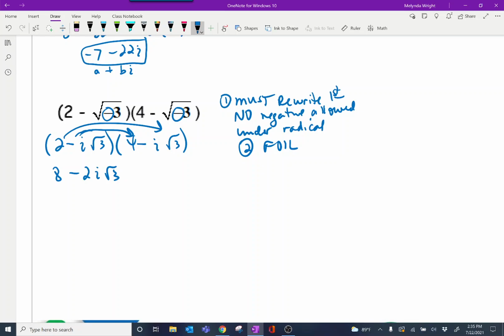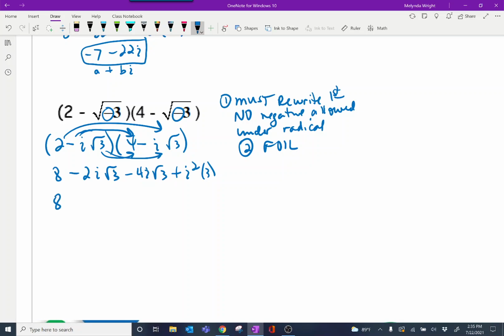Now let's go here. So that would be what? Negative 4i root 3. And then here, negative i times negative i is a positive i squared. Root 3 times root 3 is 3. All right, so let's clean that up.